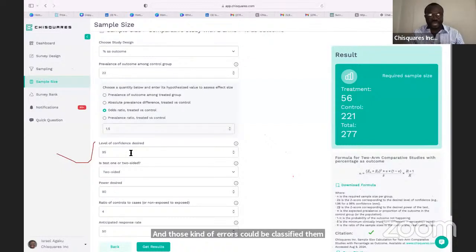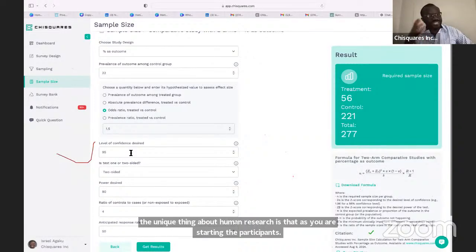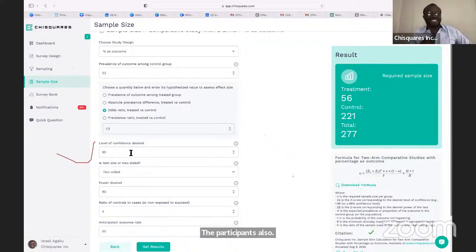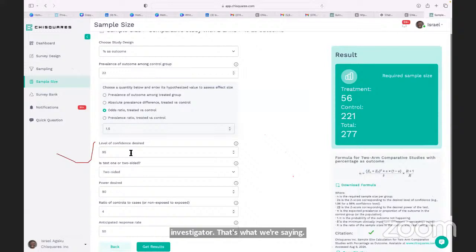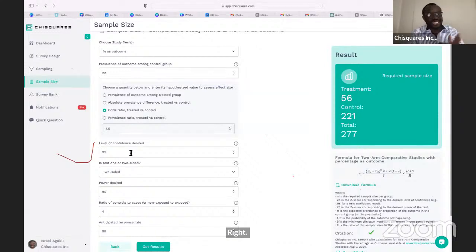We can classify measurement bias as coming from sampling sources or non-sampling sources, where non-sampling sources could be how we construct our measurements. Because the unique thing about human research is that as you are studying the participant, the participant is also studying you. In a nutshell, what are the biases that come from me studying you? And what are the biases that come from you studying me as the investigator? Me studying you has to do with how I construct my questionnaire, whether it's leading, whether it's biased, whether it's double-barreled, and so on.